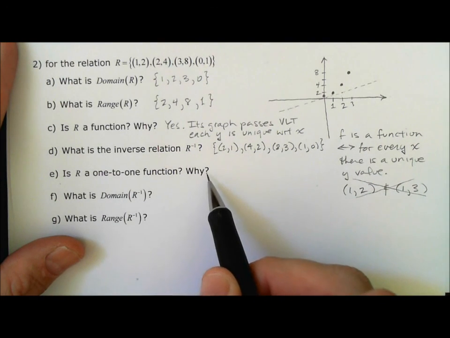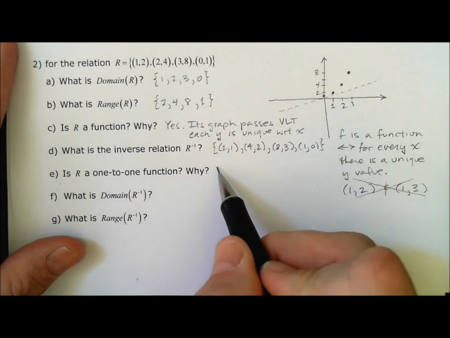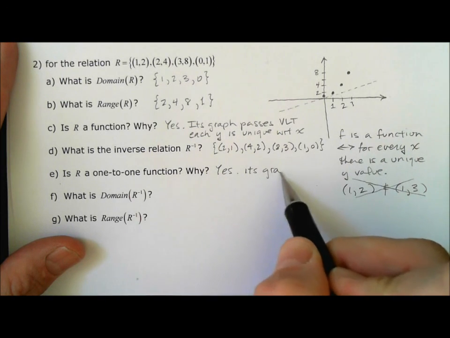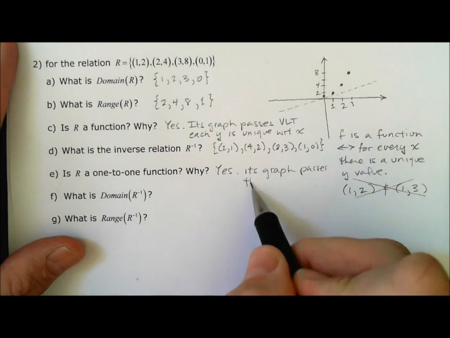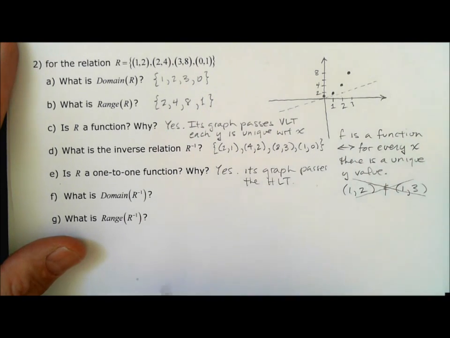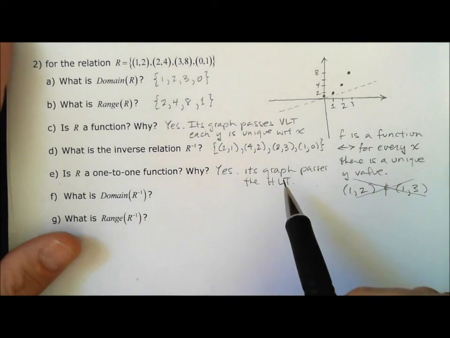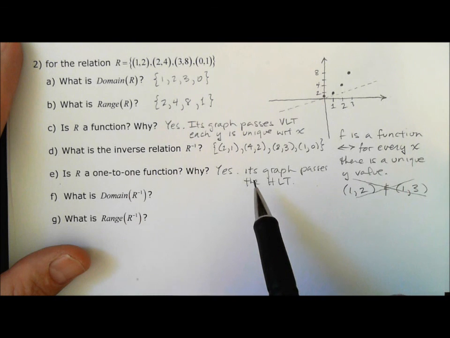Is R a one-to-one function? Well, looking at the graph, you can see it is, because its graph passes the horizontal line test. Alternatively, you could say that each x is unique with respect to y. That is, for each y there's a unique x.